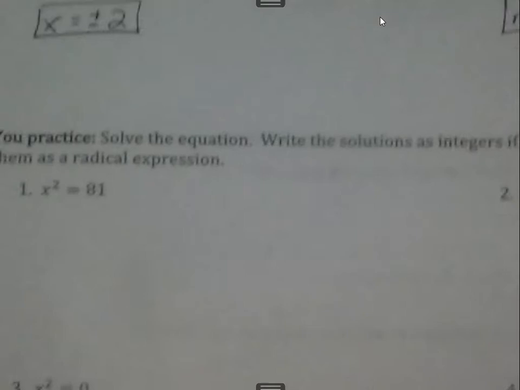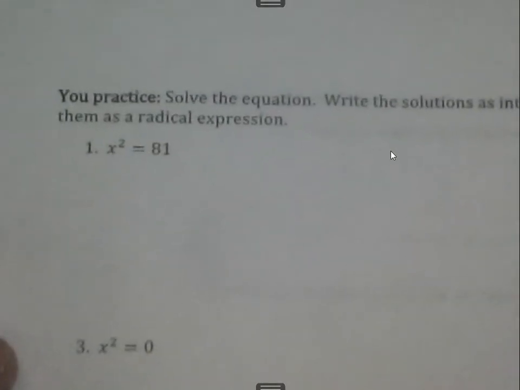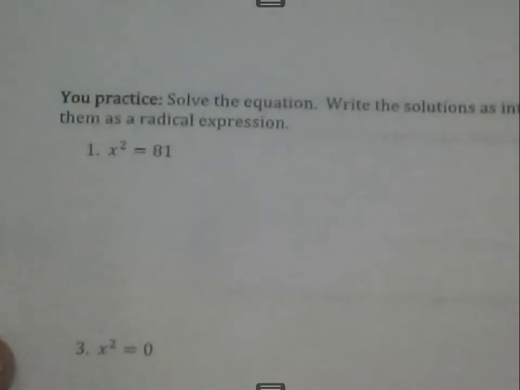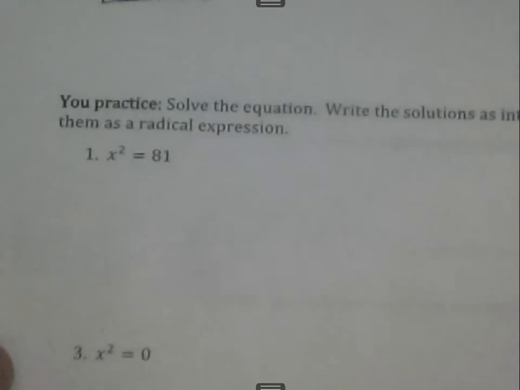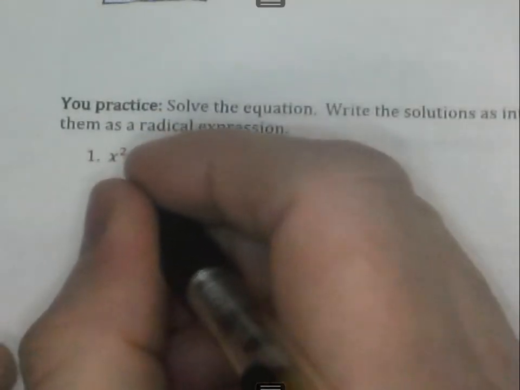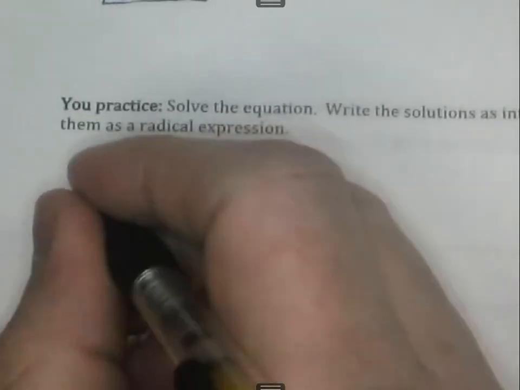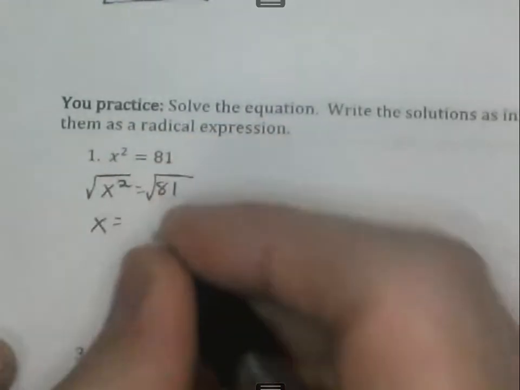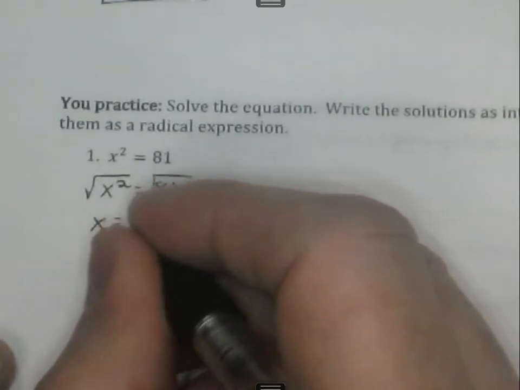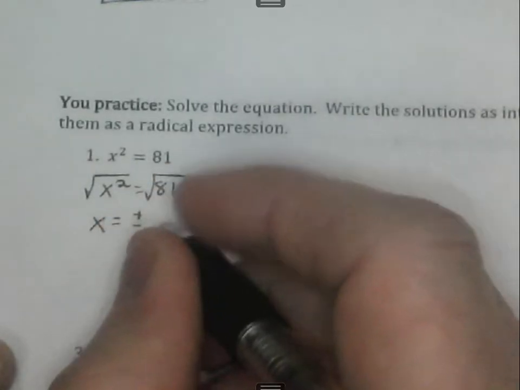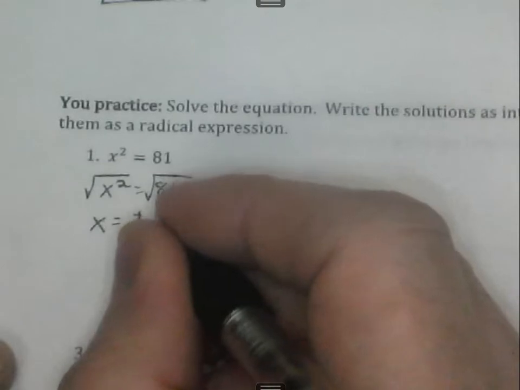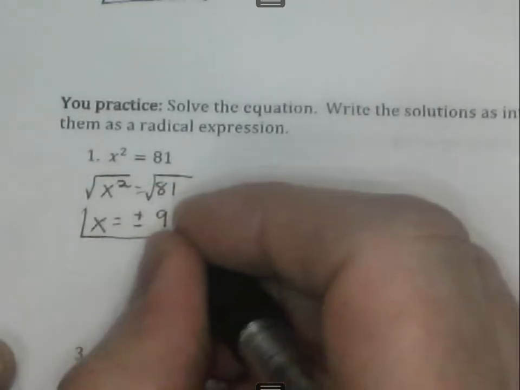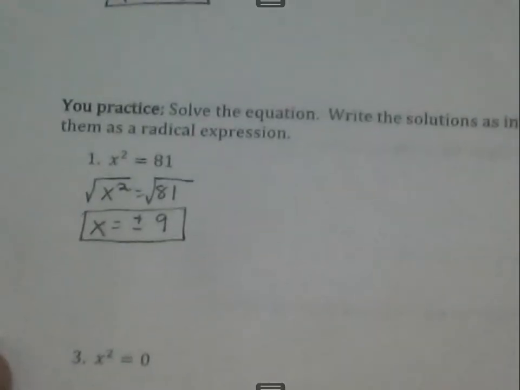All right, time for you to do some practice. Go ahead and try number 1. The answer to number 1 is, we have to take the square root of both sides. We get x equals, since we took the square root of both sides, it's going to be plus or minus 9. So x equals plus or minus 9.